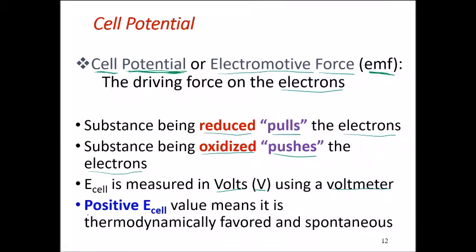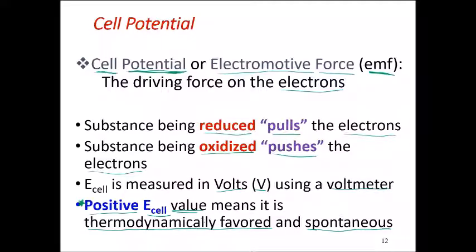When you have a positive E cell, the positive E cell value tells you we have a thermodynamically favored reaction, and it will be spontaneous, and it will just start producing the flow of electrons on its own. It doesn't need any outside intervention. But you need to have a positive E cell for this to occur. We're going to talk about where that comes from in just a minute.